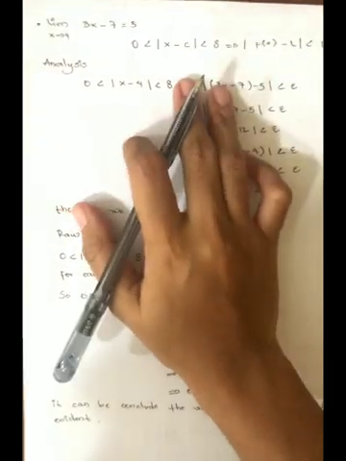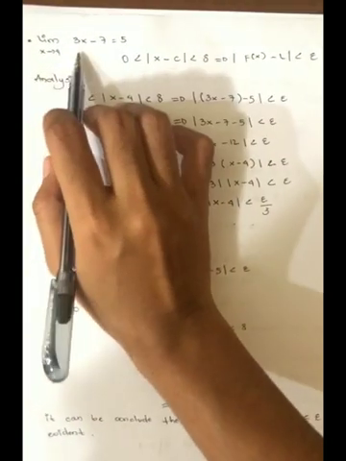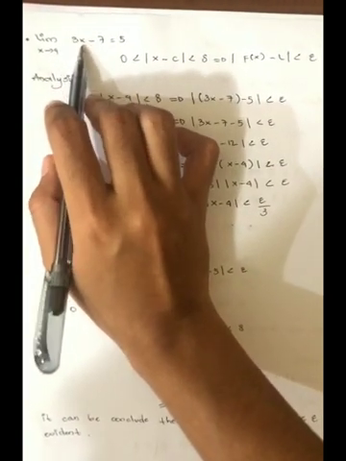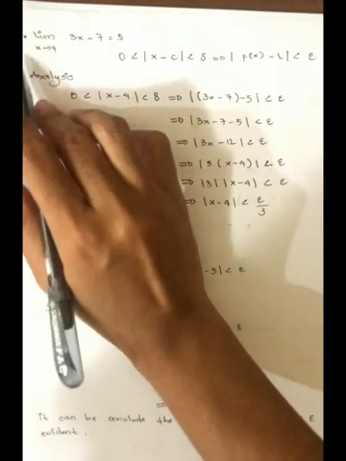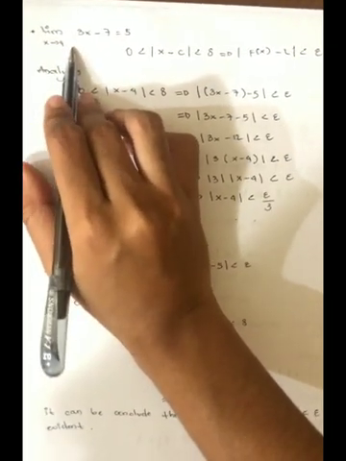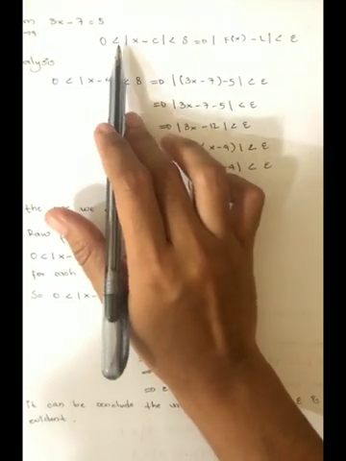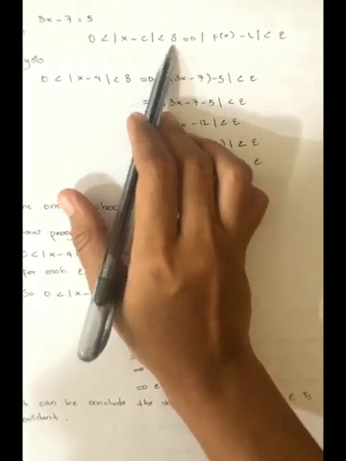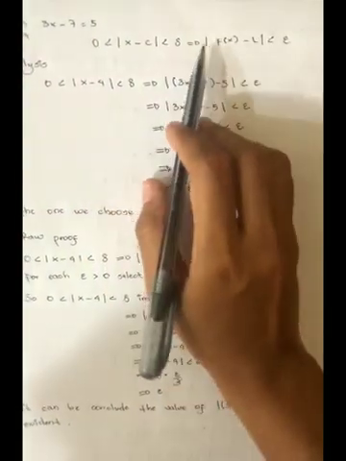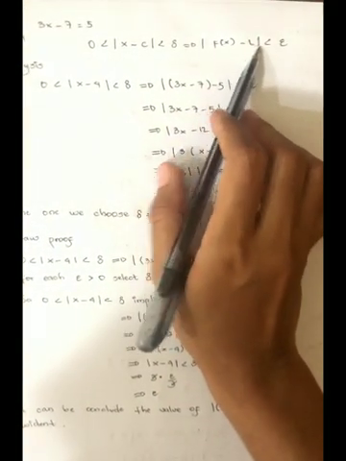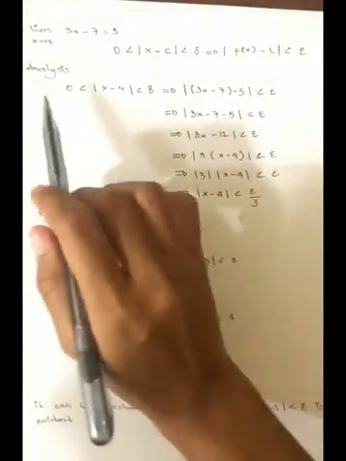Here's another example: the limit as x goes to 4 of 3x minus 7 equals 5. By using the formula from the in-depth study of limits, 0 less than |x minus c| less than delta implies |f(x) minus L| less than epsilon.